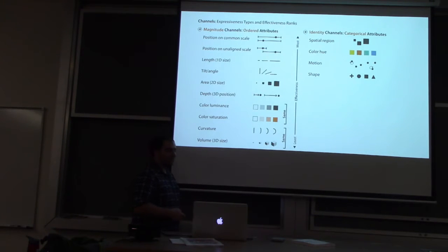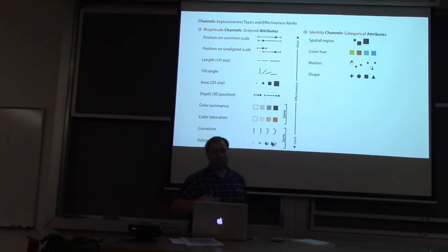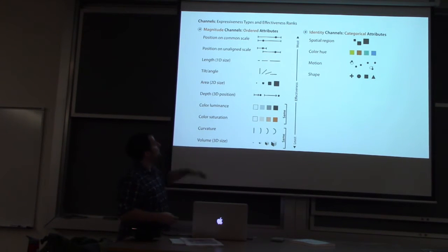And so we have this classification. Not every channel is equal. They have different qualities, and so this is an ordered list. So we have position on a common scale as the most important channel, and then we go through length, through tilt, area, depth, 3D position, and then color luminance, color saturation, curvature, and volume. So basically what you should do is use those first, and if you cannot use them for whatever reason, then you should go to the next one in line here.